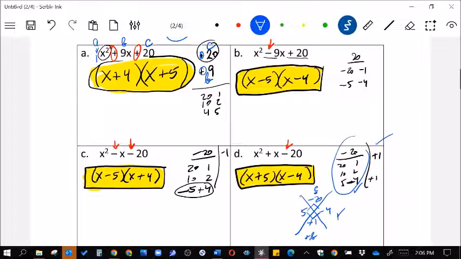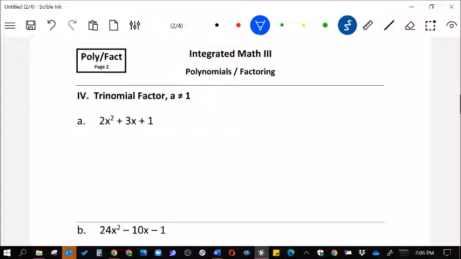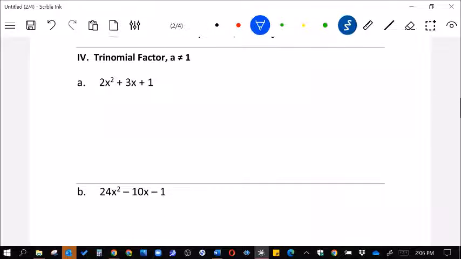Now, this method is going to become more useful in the next part of factoring, and in particular when a is not equal to 1. So let's take a look at what happens here. I do know that in this case, the only way that I can get 2x squared is if I have a 2x and an x here. But these two numbers will multiply to 1, but they won't add to 3 because this 2 complicates things.